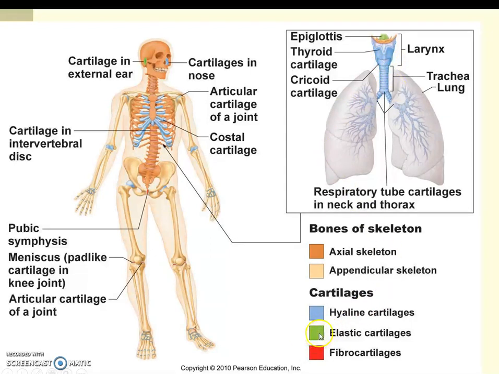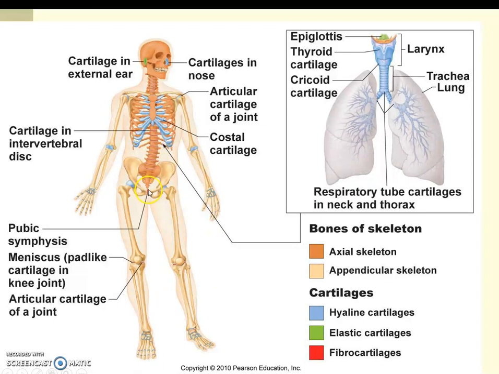Then if we look at green, which is elastic cartilage, and you should remember from the previous exam that elastic cartilage is found in the ear, which is right there, and the epiglottis, which is right there. So you can see a little bit of green there and a little bit of green there. And then finally in red we have fibrocartilage, which is very, very strong. You have fibrocartilage in the intervertebral discs, which is the cartilage between the vertebrae of the backbone.